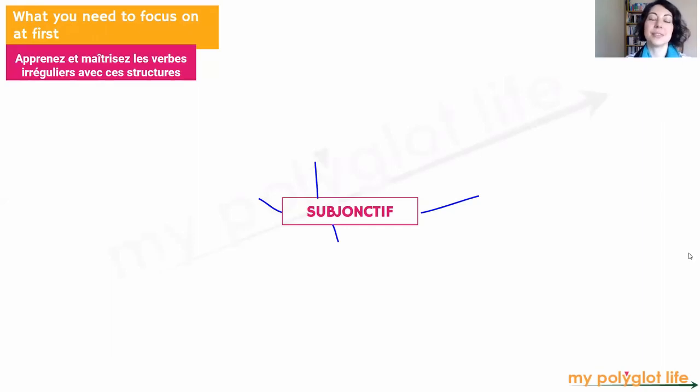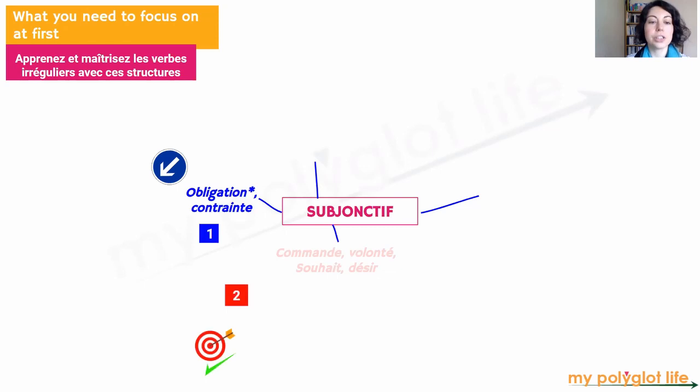Okay, let's look at those 4 or 5 situations I selected for you. The first would be obligation or constraints. We'll see what structure we use for that. Second is to express a command. You want to do something, you wish to do something, or you have a desire to do something. Third one is what comes from the heart. You're expressing feelings about something, and it's very linked to the wish and desire that we had in number 2.